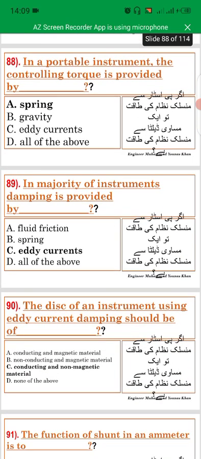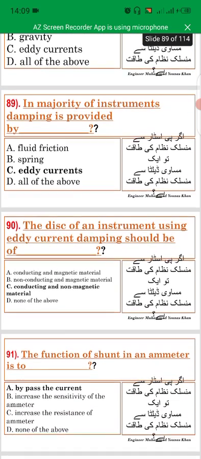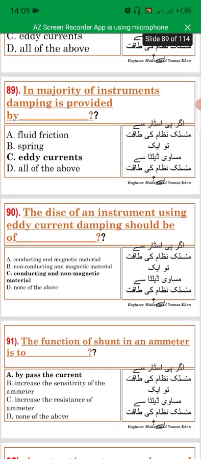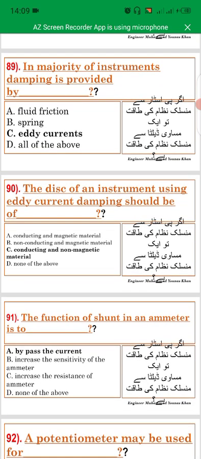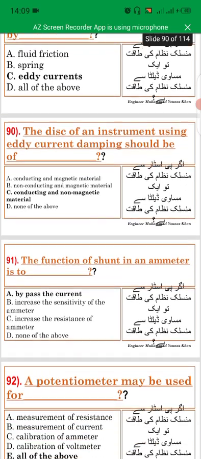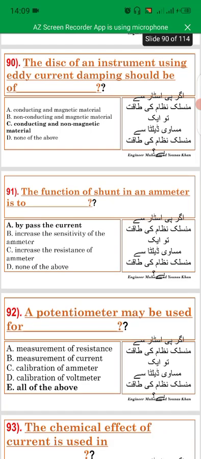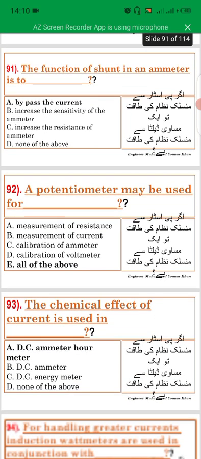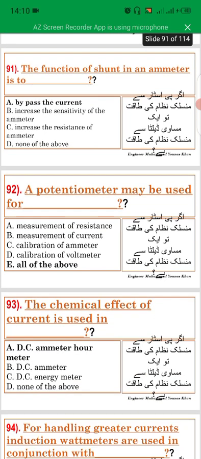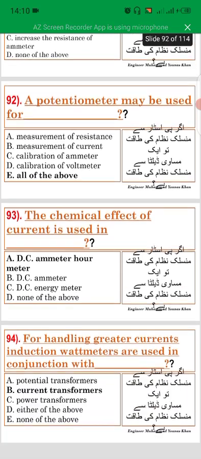In a portable instrument, the controlling torque is provided by spring. In the majority of instruments, damping is provided by eddy currents. The disk of an instrument using eddy current damping should be conducting and non-magnetic material. The function of a shunt in an ammeter is to bypass the current.